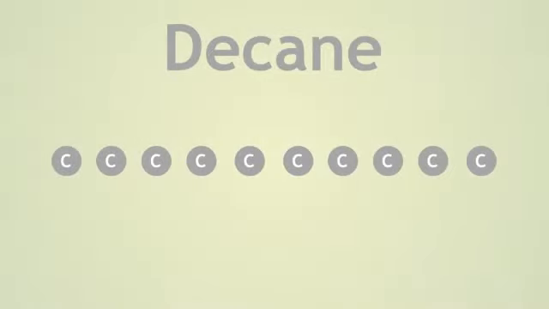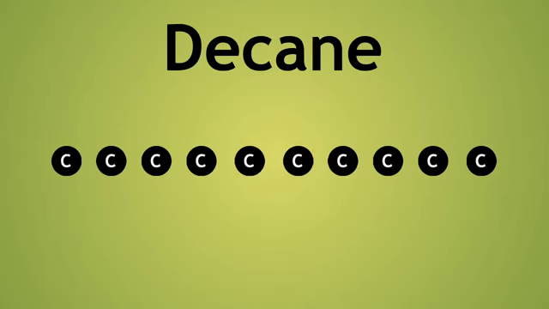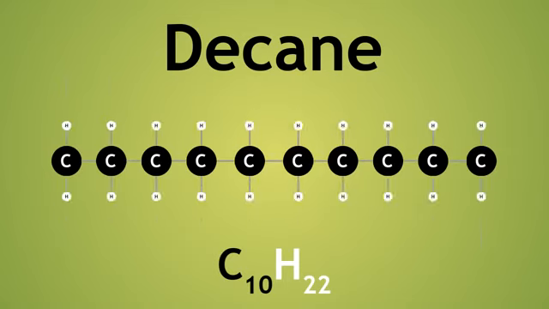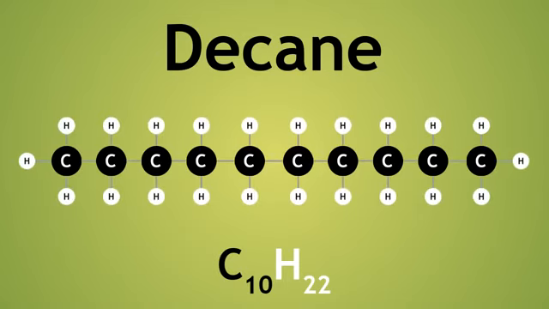Pause the video now and use the general formula to work out the structure of decane. You should have got the answer C10H22, where n equals 10 for the 10 carbons. Therefore, 10 multiplied by 2 equals 20, plus 2 equals 22. 22 hydrogens.